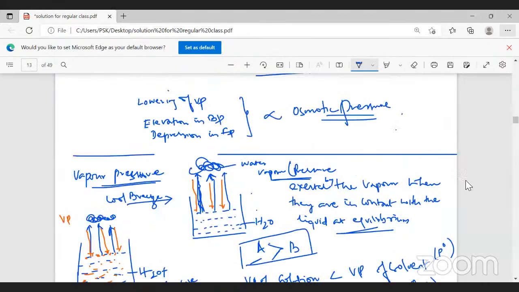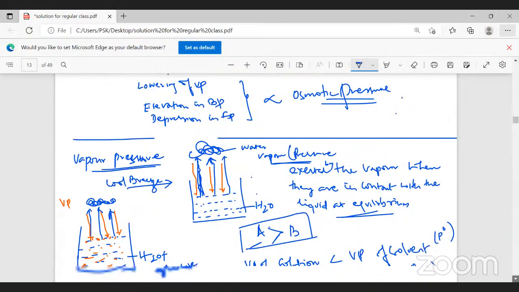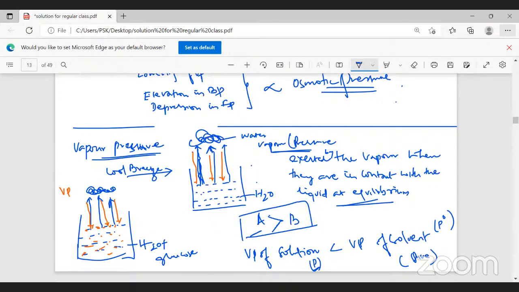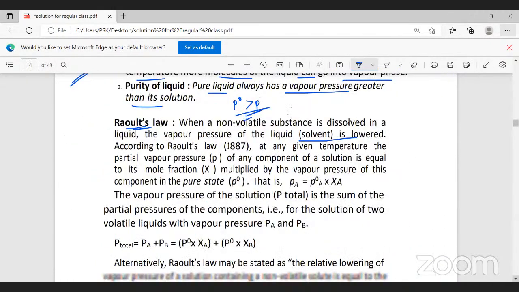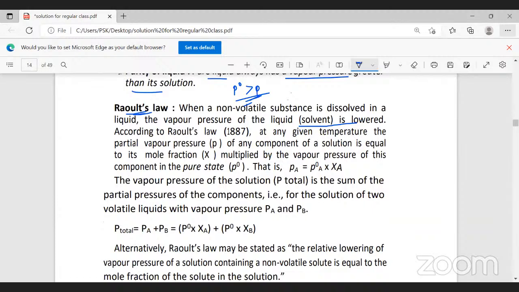I clearly told you with this illustration. This is the vapor pressure of water. I wrote it as P naught. And when you add some glucose, it becomes a solution. For the solution, I told you vapor pressure is less. So whenever a non-volatile solute is added into a solvent, what happens? The vapor pressure decreases, or vapor pressure is lowered.